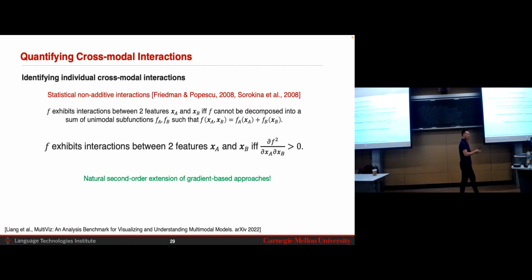We know what gradient-based approaches are. I guess some of you might know. If you want to take, for example, a sentence and predict the label, you can take the gradient of the label with respect to every word in the sentence. That tells you how important every word in the sentence is for predicting the label. A lot of gradient-based approaches are based on that. But this is basically a second-order extension.